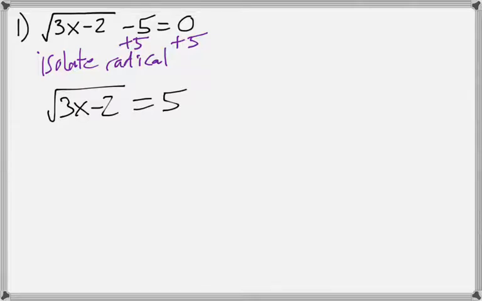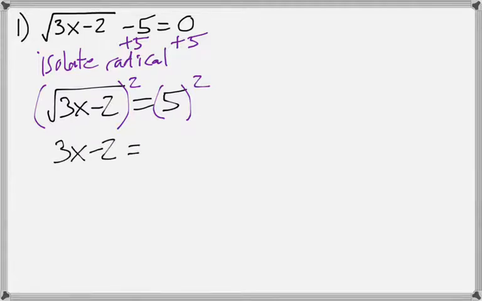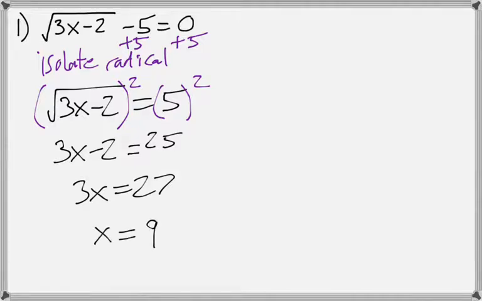And I can get rid of a square root if I square it. So I want to square that side, and then to keep this legal, I need to square the other side. So squaring a square root gets rid of it, and I'm just left with what's on the inside, or a 3x minus 2. Squaring a 5 gives me 25. Then if I add 2 to both sides, I get 3x is equal to 27. And then divide both sides by 3, and x is equal to 9.